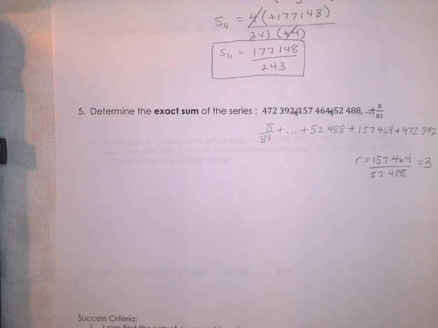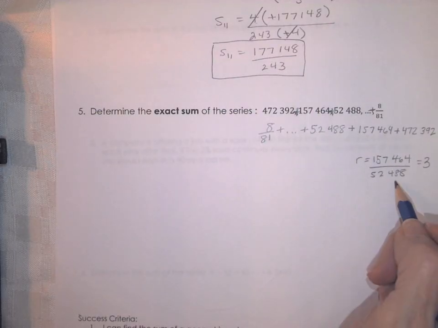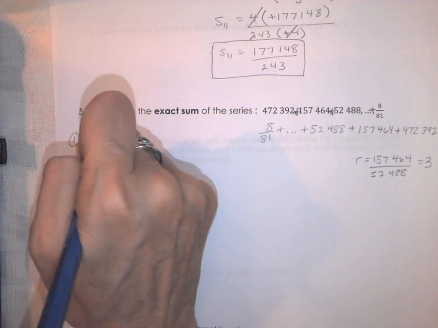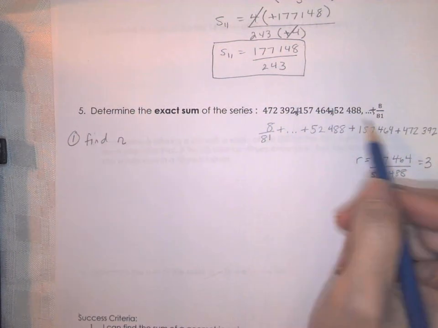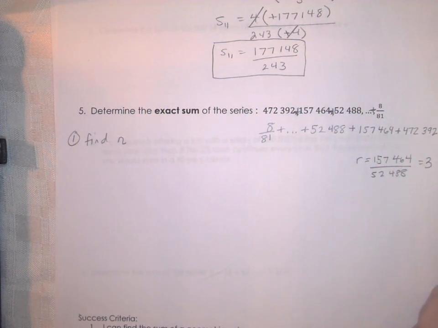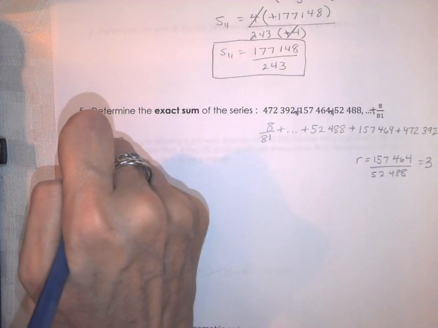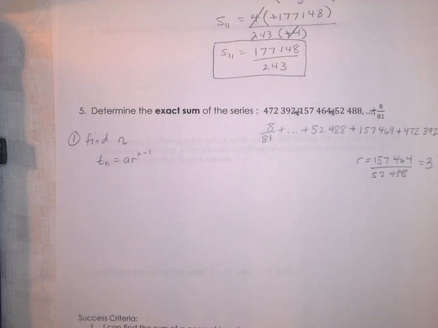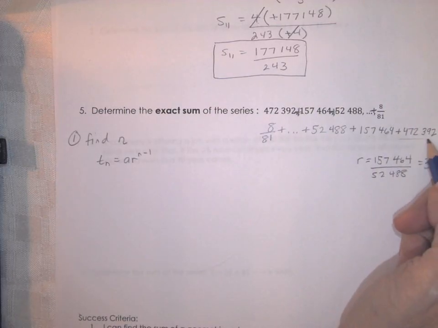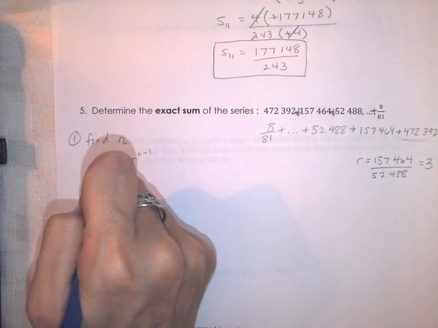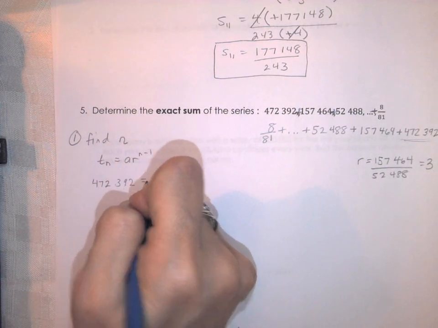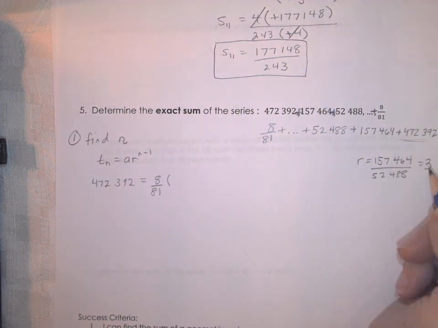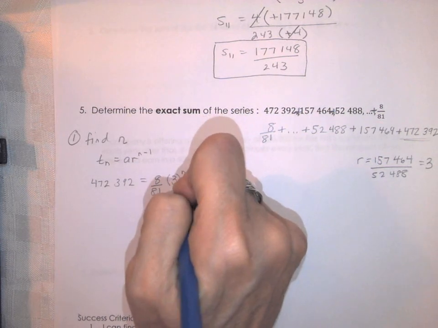Okay, so now I need to find the number of terms. So my first step after I've flipped it around is to find n. And this corresponding sequence is going to have the exact same number as the series would have terms in it. So we use our sequence formula for a geometric sequence to figure out how many terms are in our series. So our last term, the way we've flipped it around, is 472,392. Our first term is 8 over 81. R, when we flipped it around, is 3. And n is what we're looking for.